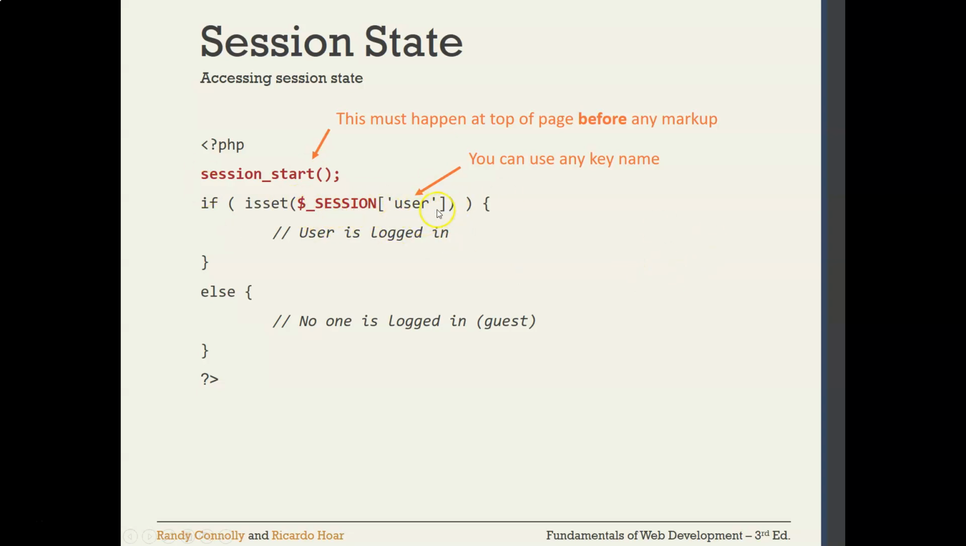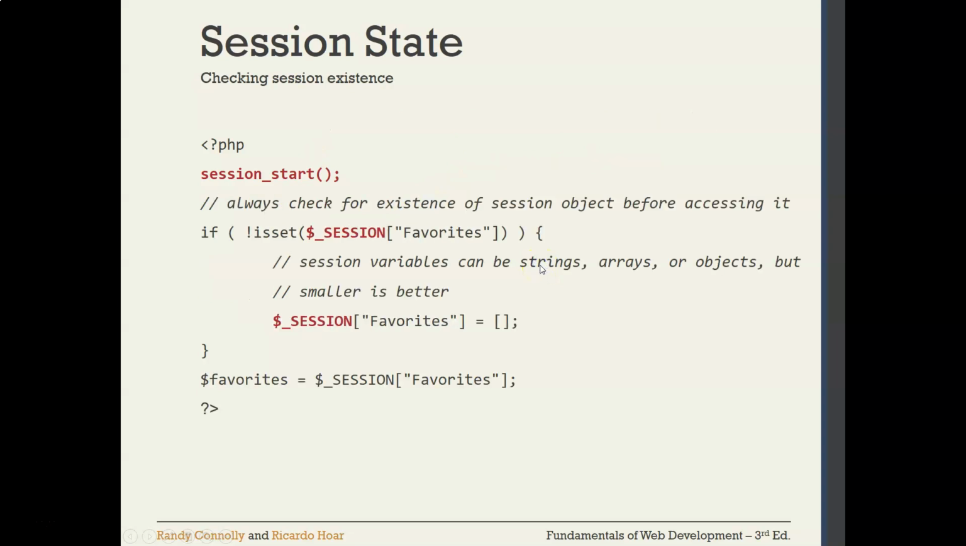Because session data can time out after 20 minutes, it might not exist. So you always have to check first to make sure it exists before you try accessing it. In this example, we're starting the session, checking if it exists, and if it doesn't exist, we initialize it. In this particular case, maybe we've got a list of favorites, maybe favorite movies, and that list is just going to be an array. If favorites doesn't exist, maybe this is the first time this person has come to the site, or their previous session timed out, we initialize it to an empty array, and then we can retrieve it.